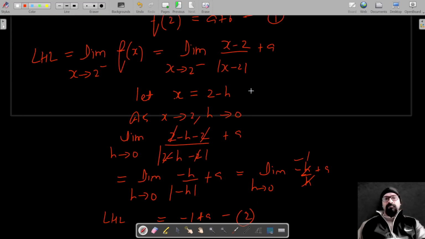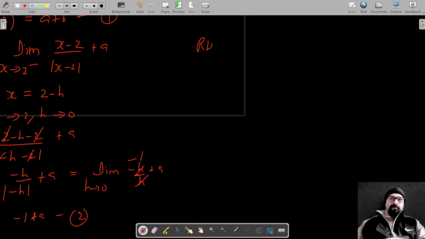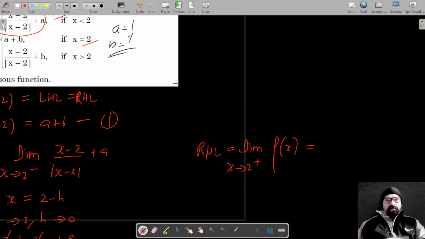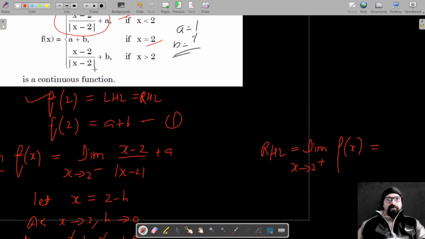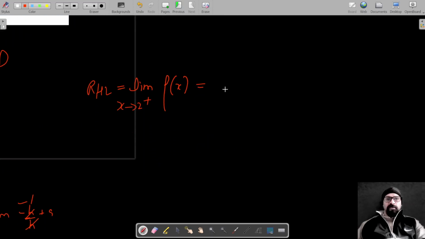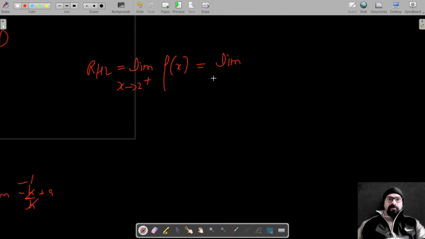Let this be equation 2. Let's find out the right hand limit. So the right hand limit is written as limit x tends to 2 plus f of x. Now the function for value of x greater than 2 is x minus 2 upon modulus of x minus 2 plus b. So this is limit x tends to 2 plus of x minus 2 upon modulus of x minus 2 plus b.